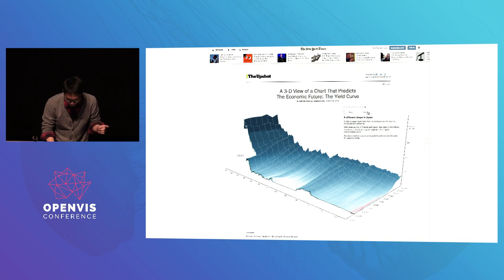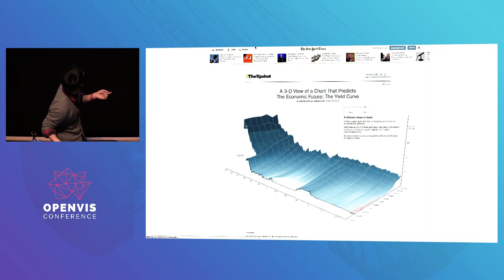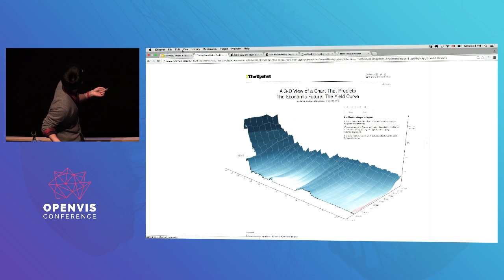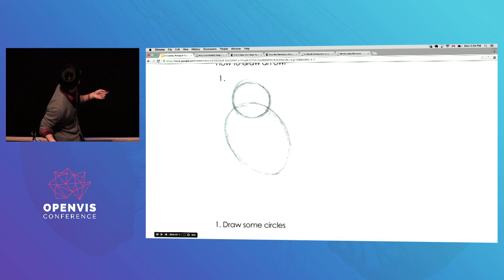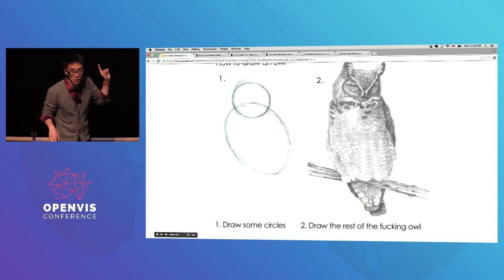And then the other thing that I brought, since I have a little bit more time, is a counterexample. Don't do this. This is what happens when you don't pace well.